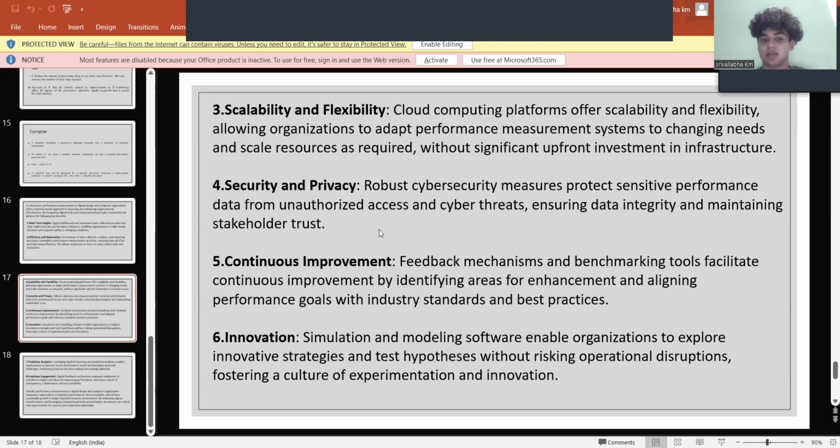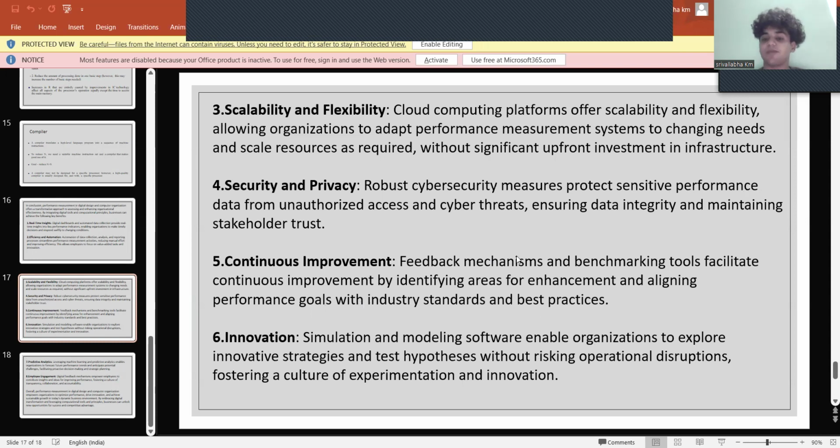By that, it shows security and privacy. Next, continuous improvement. Feedback mechanisms and benchmarking tools facilitate continuous improvement by identifying areas for enhancement and aligning performance goals with industry standards and best practices.